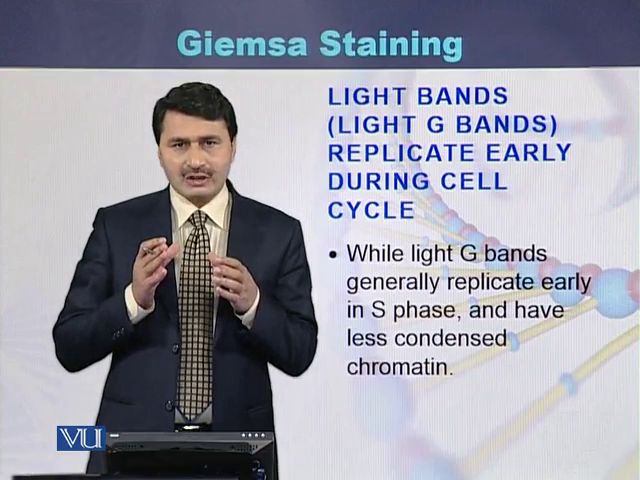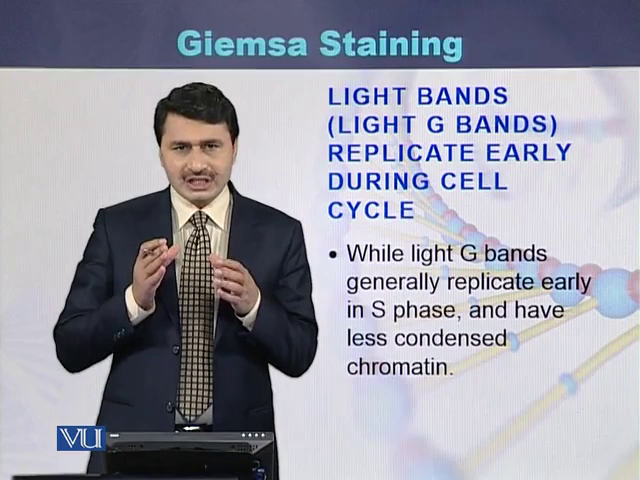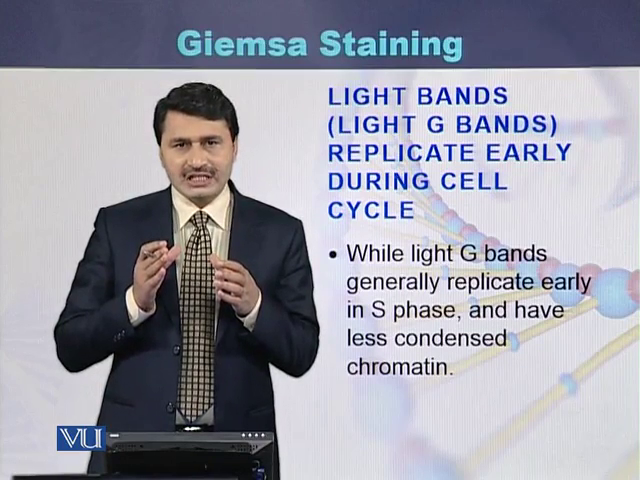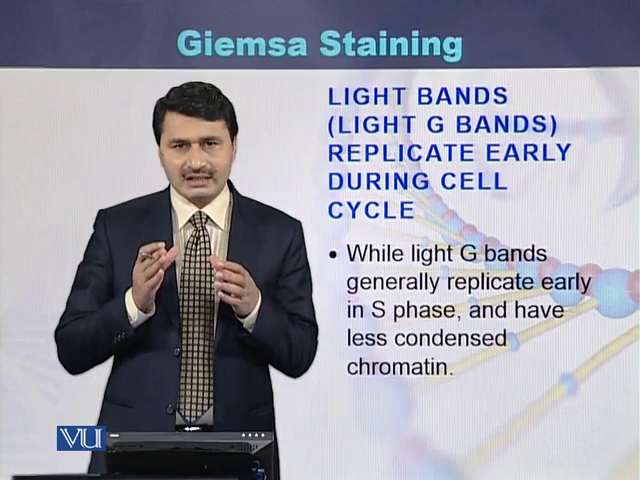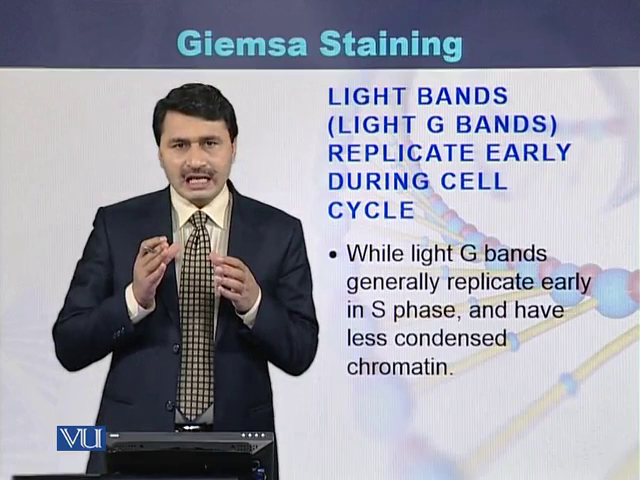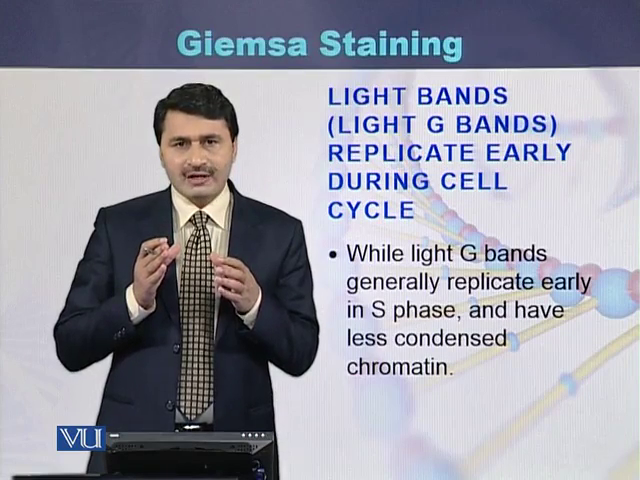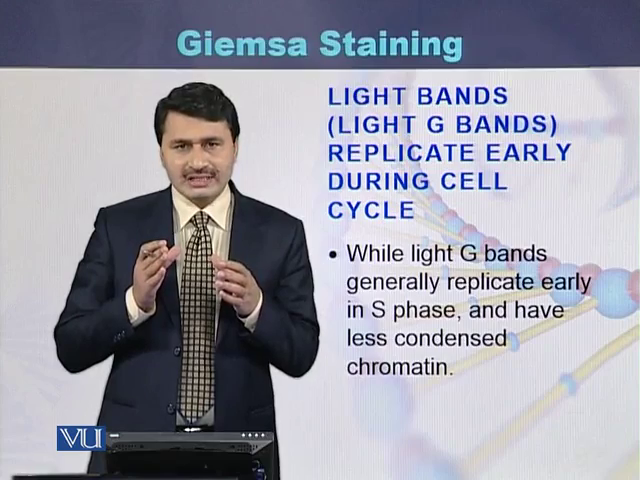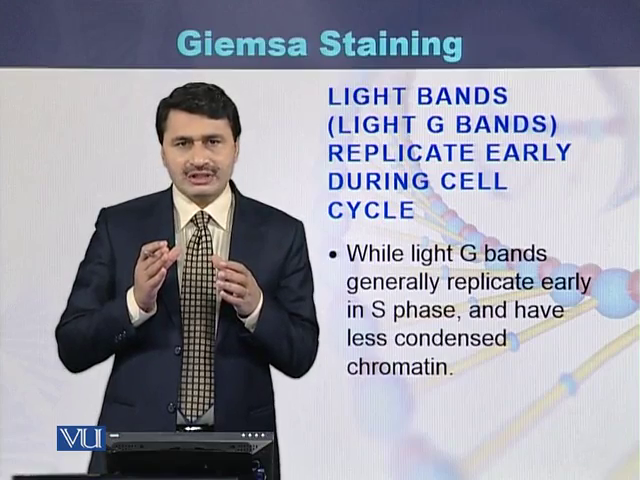Dark G bands are those bands which are AT rich and they replicate late during the synthesis, the S phase, of the cell cycle. While on the other hand, light bands are those bands which are GC rich and they replicate early during the synthesis of the DNA during the cell cycle.